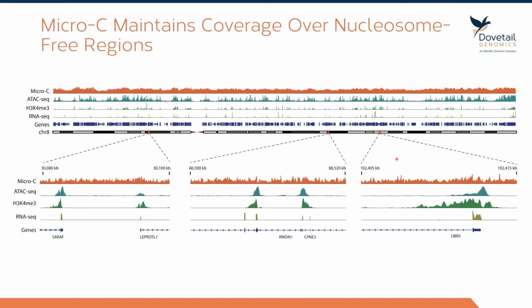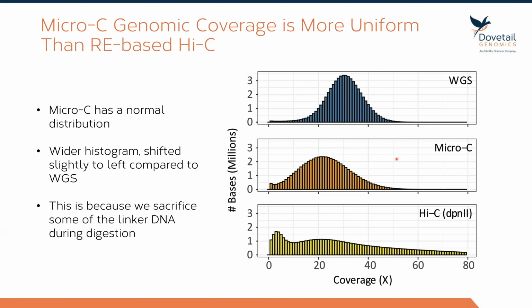And just to show that we're not trying to cherry pick regions here, we compare that genomic coverage, in terms of bases exhibiting X amount of coverage, to whole genome sequencing data, and then to restriction enzyme based Hi-C data. We can see this nice distribution with the whole genome sequencing data. We're actually able to recapitulate a lot of that normal distribution. It is less effective because we are sacrificing more linker DNA and enriching over nucleosomes, but we still get a fairly normal distribution. And when we compare that to restriction enzyme-based data, the coverage is just way, way better. I'll show you why that's important in building contact matrices.